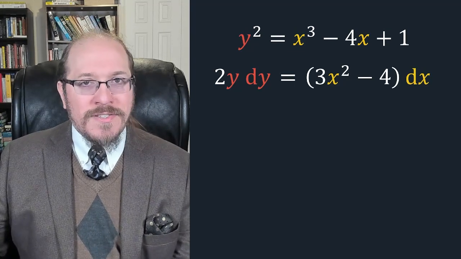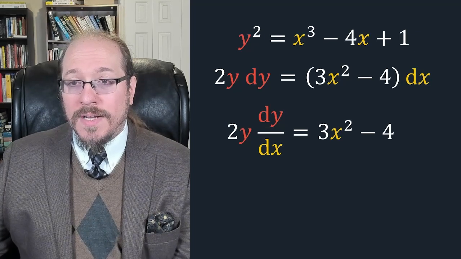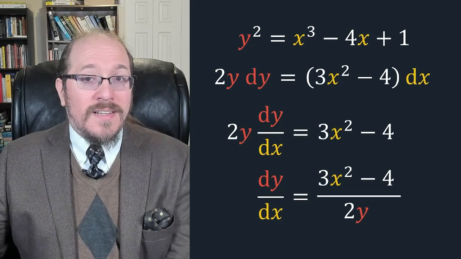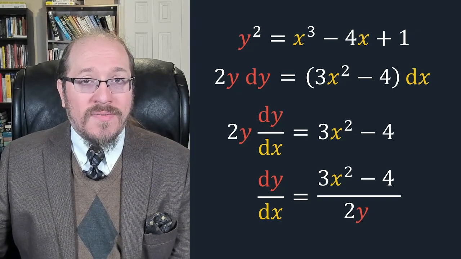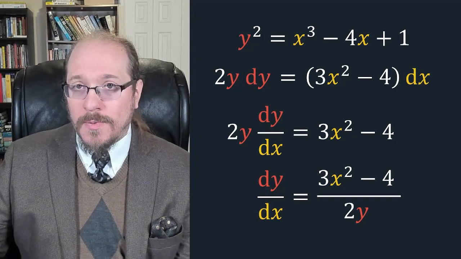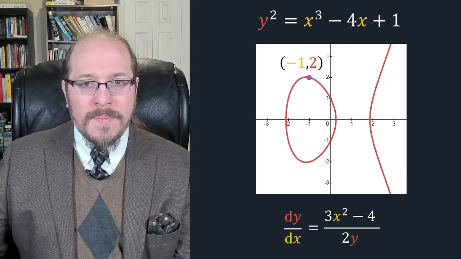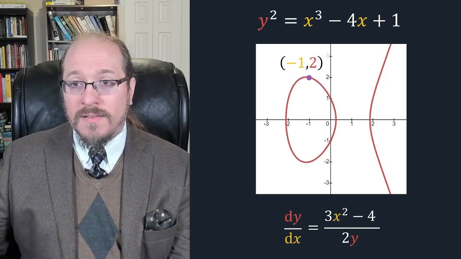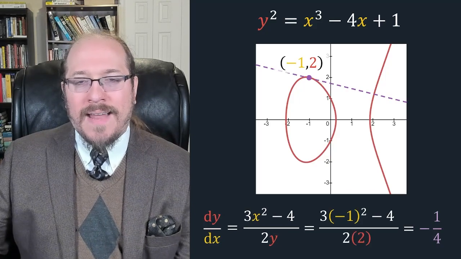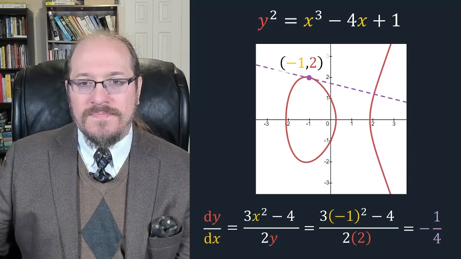All right, now we just do some algebra. Divide both sides by dx, and then get rid of the 2y by dividing that out, and boom, the derivative, the slope of the tangent line at any point of our curve, is 3x squared minus 4 all over 2y. So, for example, the point -1, 2 lies on this elliptic curve, so if we plug that in, we find that the tangent line at -1, 2 has a slope of -1/4.